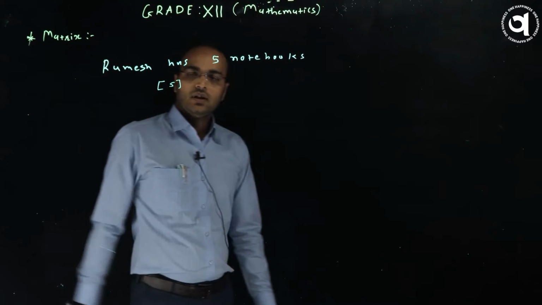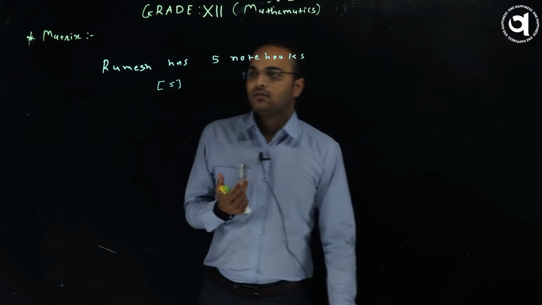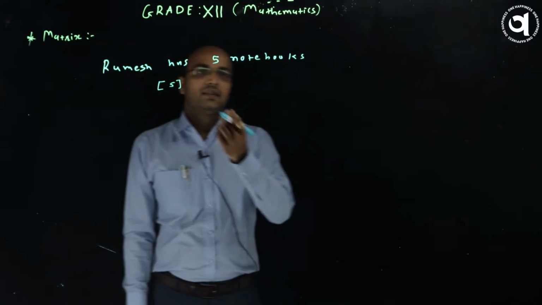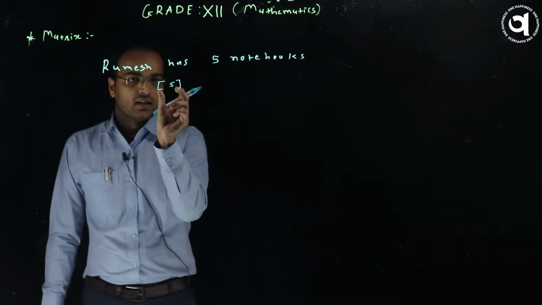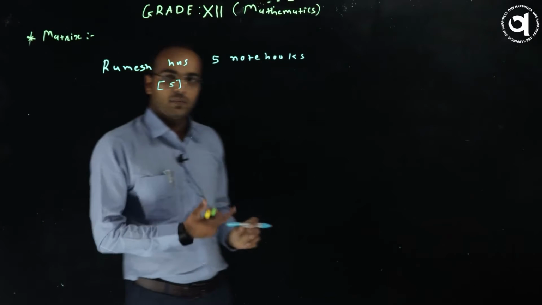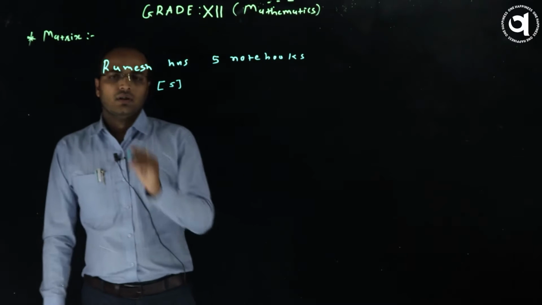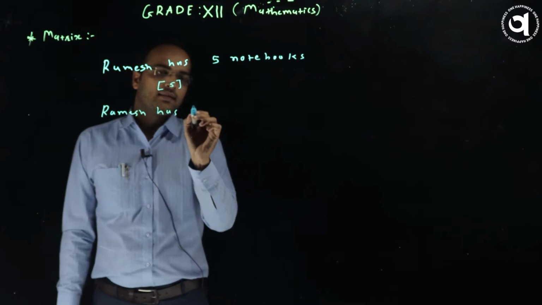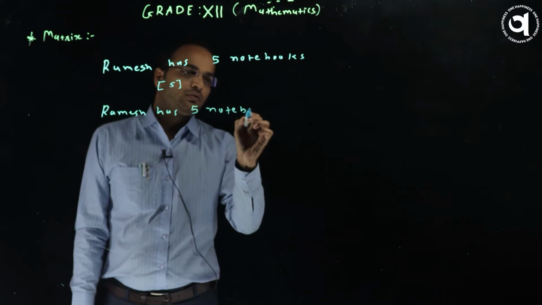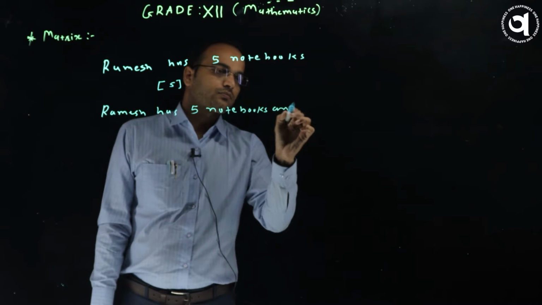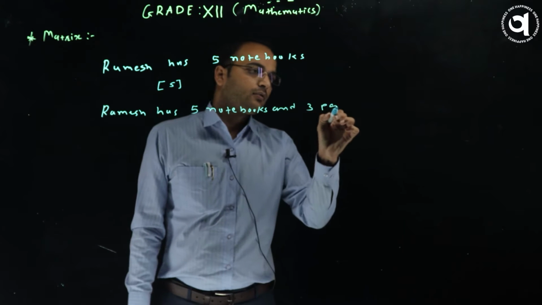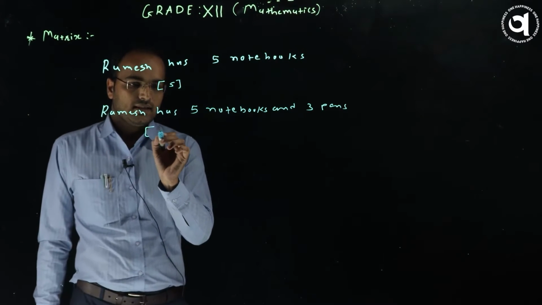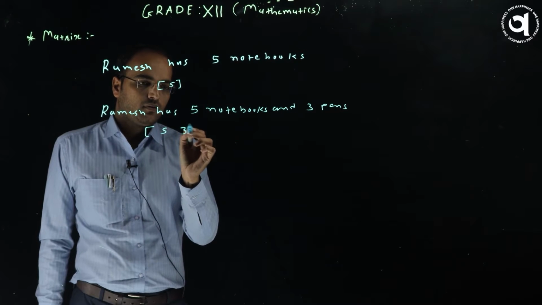So the number inside the bracket indicates what? Ramesh has 5 notebooks. Okay, that means inside the bracket there is some information. Now suppose another piece of information: Ramesh has 5 notebooks and 3 pens. So we may express this information with this symbol: (5 3).